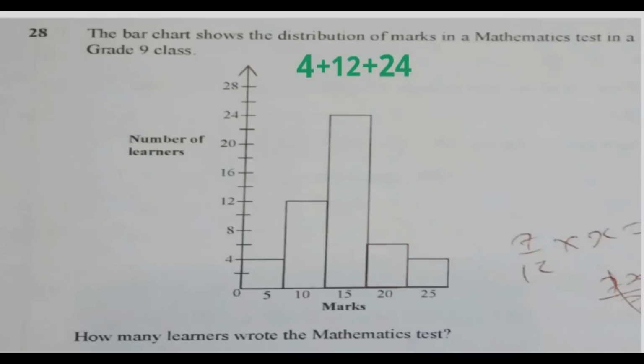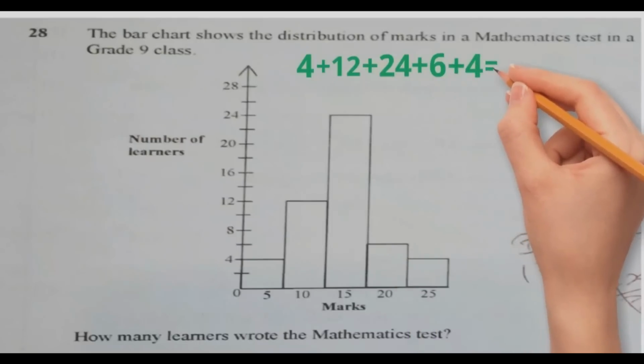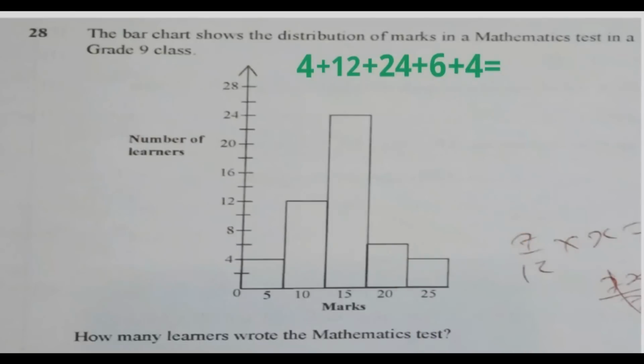As you can see, this one is going up between 4 and 8, that is 6. So you just have to use common sense here. The difference between these numbers is 4, so the middle of 4 is 2. 2 plus 4 is 6. Then the number of learners who got 25 marks is 4. When you add these numbers, what total are you getting? 4 plus 12 gives us 16. 16 plus 24 gives us 40.